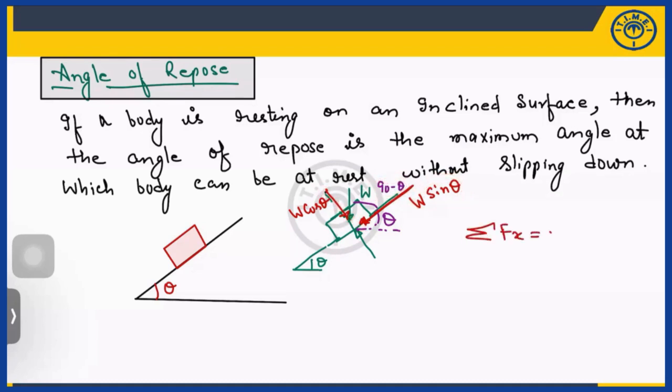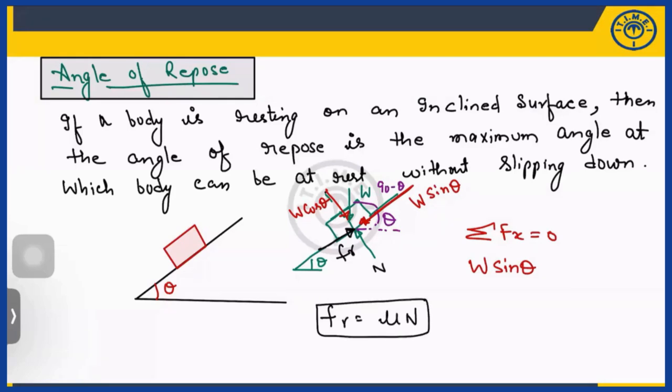Just take the summation of forces in the x direction as 0. That means what are the forces acting? W sin theta. This block has a tendency to move downward. So where will the friction force act? If we take some other color, the friction force is this one. The friction force I am denoting with F R, which is nothing but mu into normal reaction. So W sin theta is equal to mu into N, the friction force. If you take the summation of forces in the perpendicular direction, one is W cos theta, another is N. That means you get the N value as W cos theta.